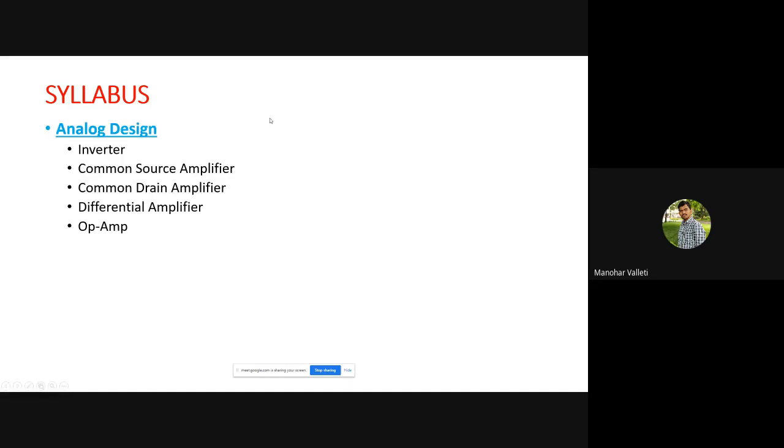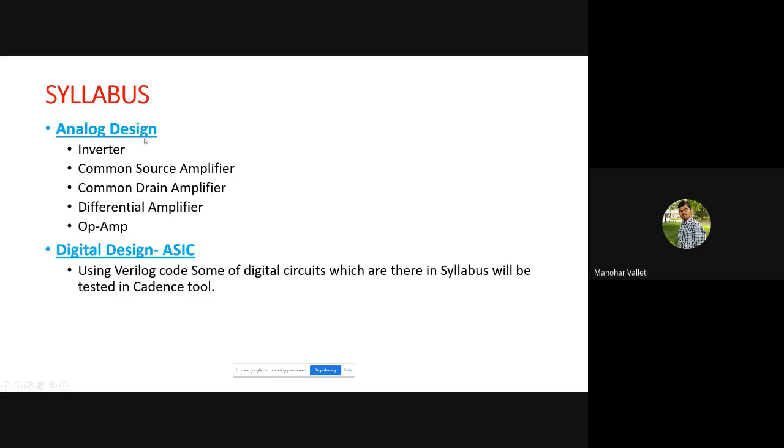Whatever I discussed in the syllabus copy, I have summarized here. So take the pointer. Analog design: as I told you, we will have 5 circuits. Those 5 circuits are inverter, common source amplifier, common drain amplifier, differential amplifier, and op amp. These 5 circuits we will check under analog design.